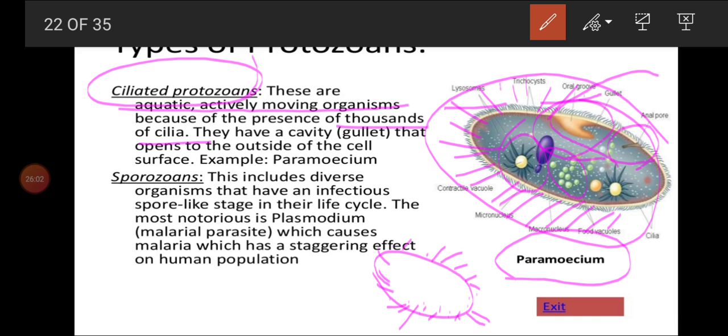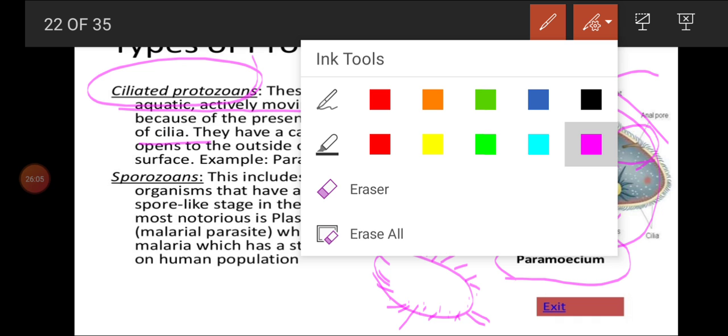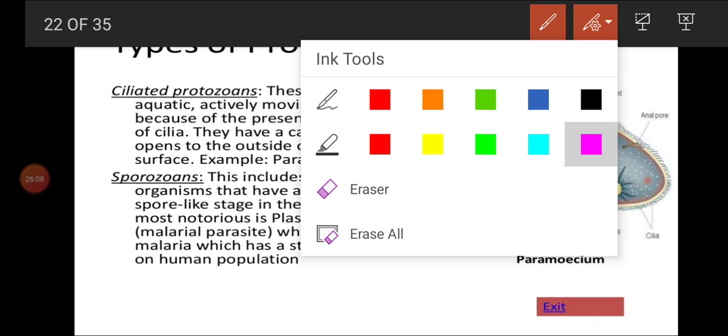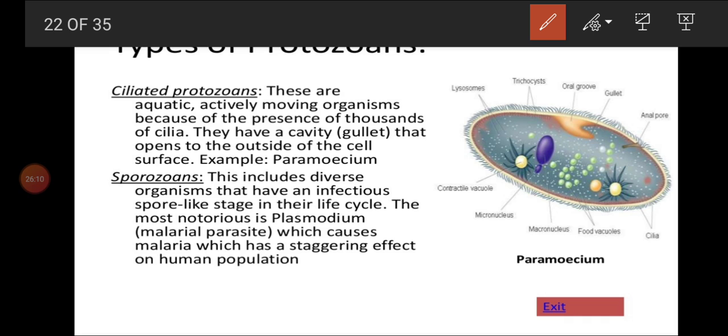And coming to the fourth category, sporozoans. What do you mean by sporozoan? This is also a type of protozoan, and it includes so many infectious spore-like stages in its life cycle. For example, we always talk about malaria fever. Malaria fever is caused by an organism called Plasmodium vivax. Write Plasmodium vivax. It is a species that causes malarial fever.